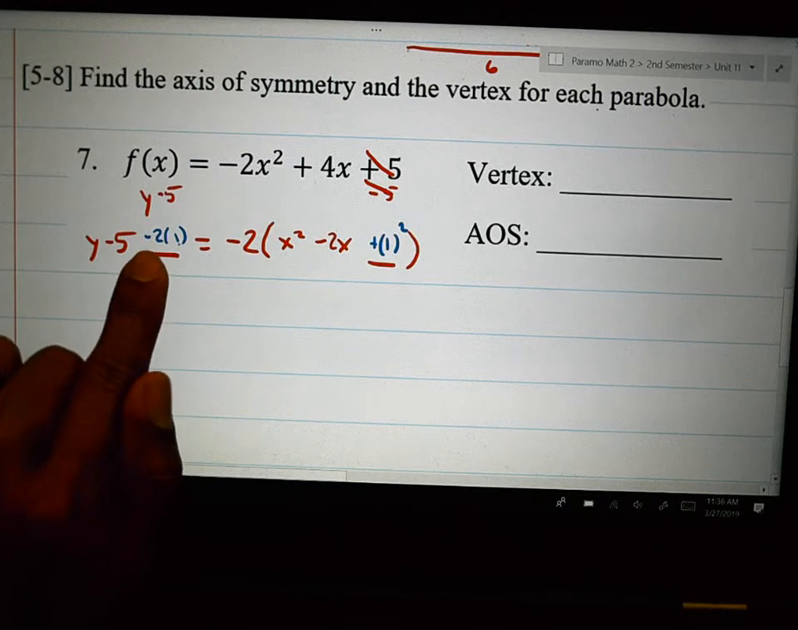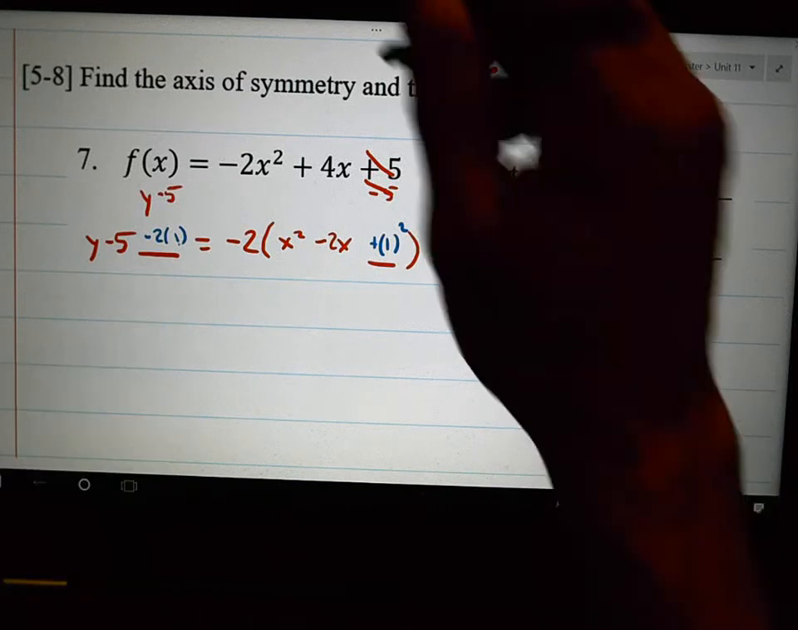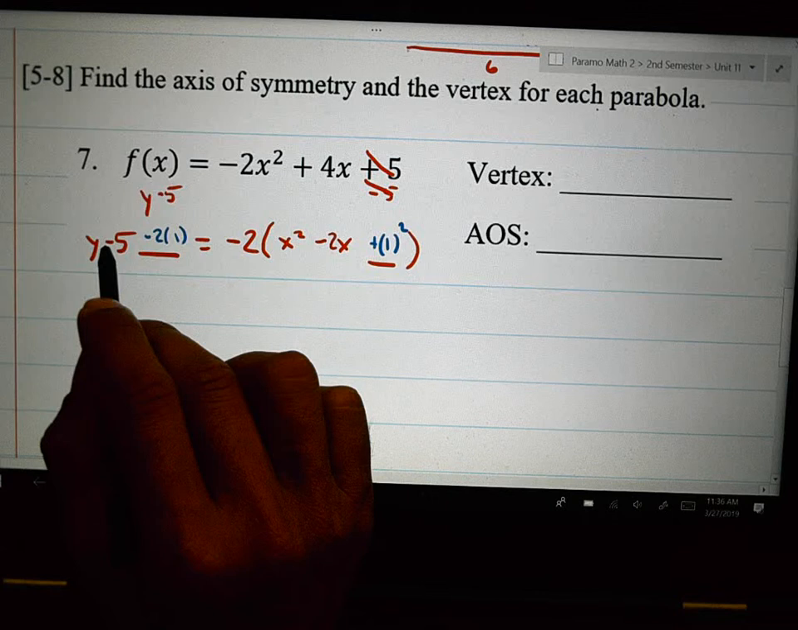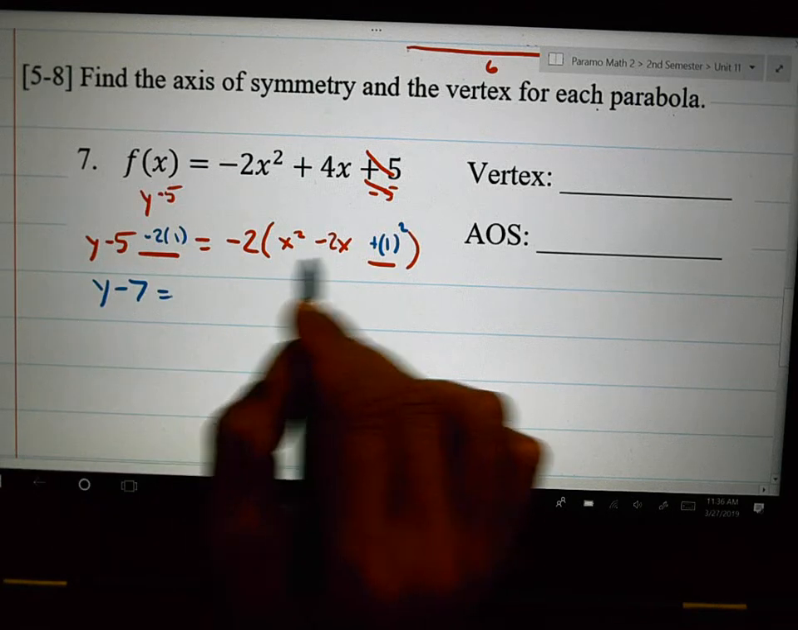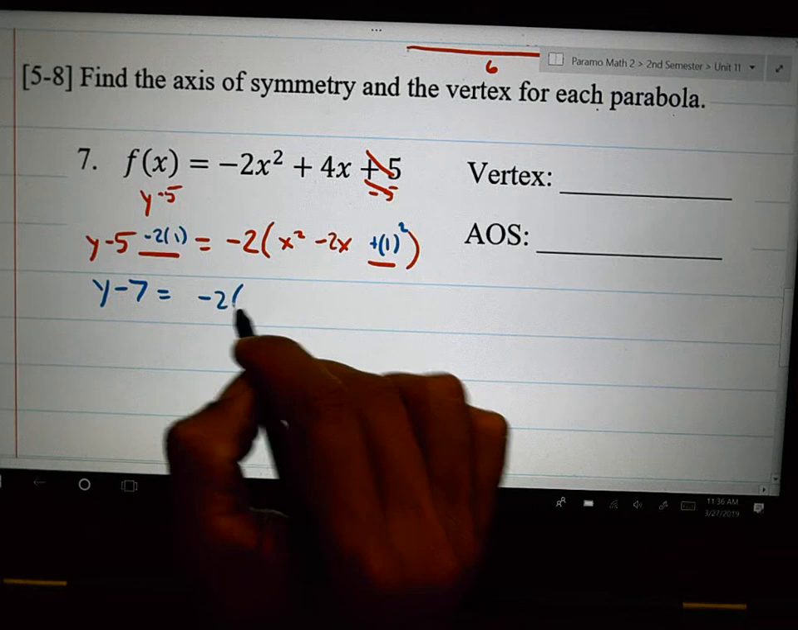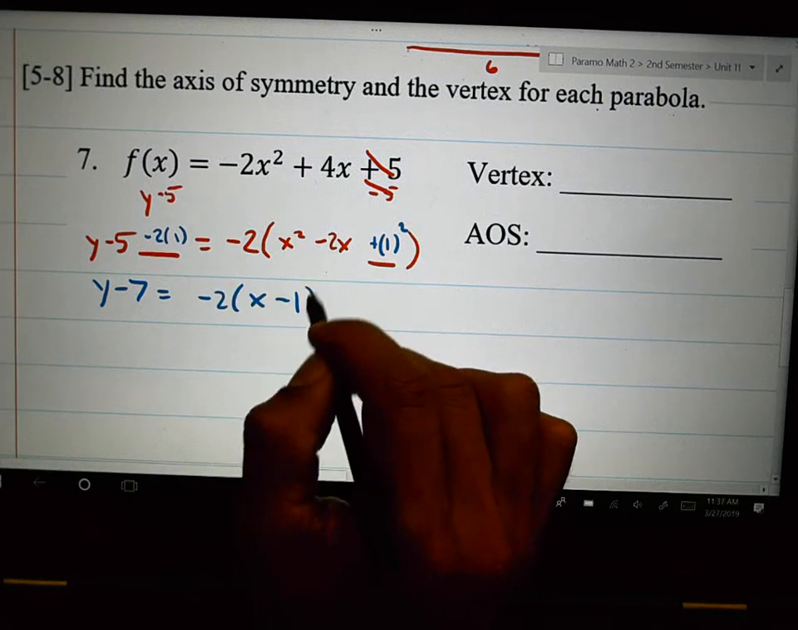That little thing right there is where most students make the most common mistake. But you're smarter than that. You're not going to make that mistake. -5 minus 2, y minus 7. Over here, this is going to factor. That's the whole reason we did it, is to be able to put it into vertex form.